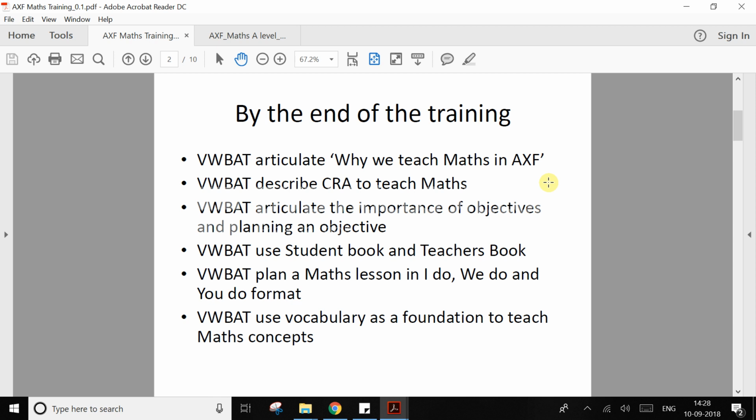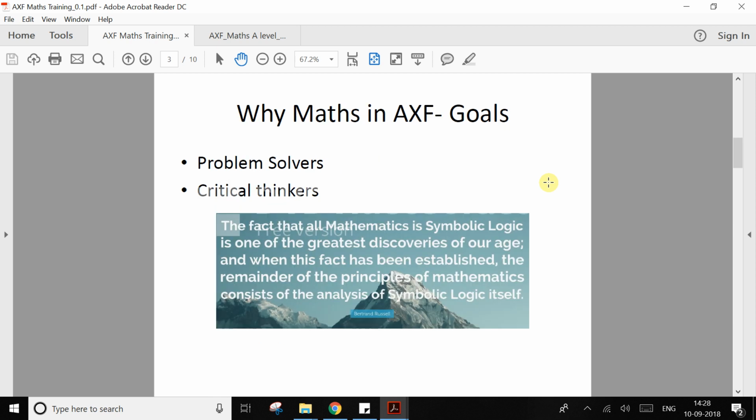So in AXF, why we teach Max is a major question, and it's also kind of our goals. Where do we want to achieve? In AXF, we have two simple goals for teaching Max. We want children to be problem solvers and we want children to be critical thinkers.